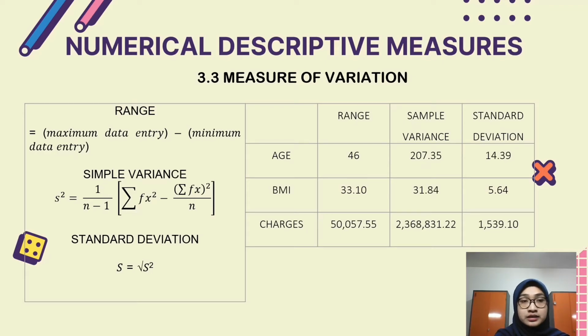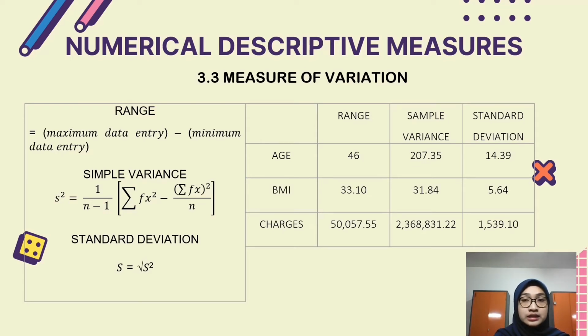The second is sample variance. Variance refers to a statistical measure of the spread between numbers in the dataset. Especially, variance measures how far each number in the set is from the mean and thus from every other number in the set. Variance of a random variable can be defined below. In the slideshow, this is the sample variance formula. Sample variance for age is 207.35, BMI 31.84, charges 2368831.22.